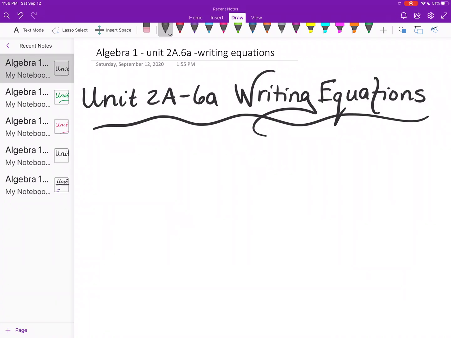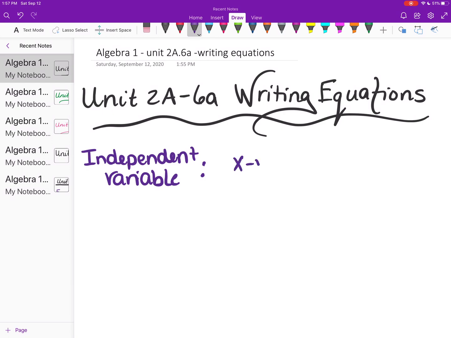Okay, we're going to do section 6J, writing equations. A couple things we need to talk about to make sure we're all on the same page here. The independent variable is going to be your x value, the input. This is the information being manipulated.